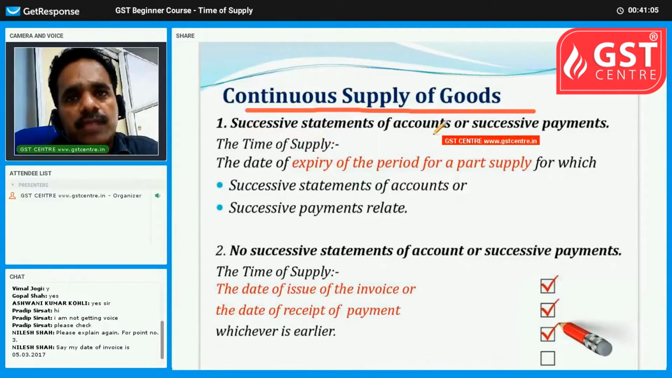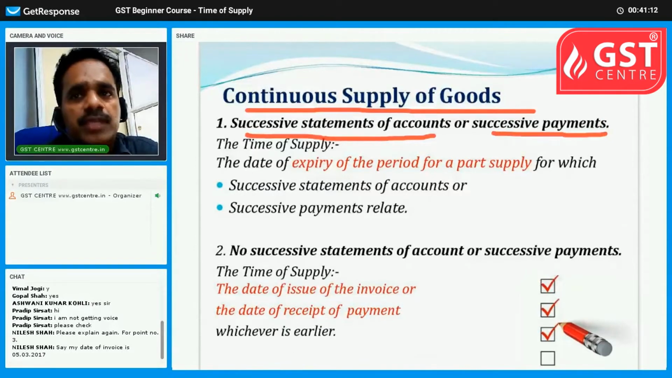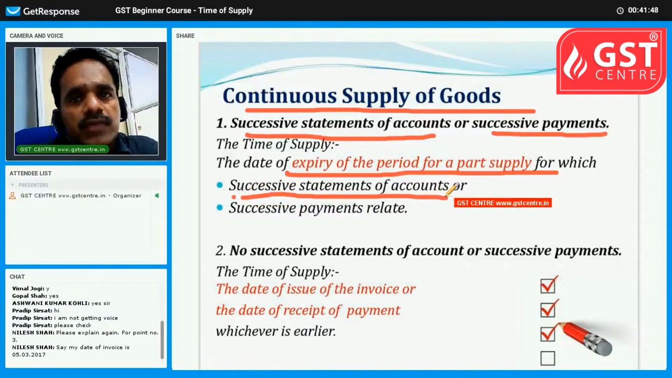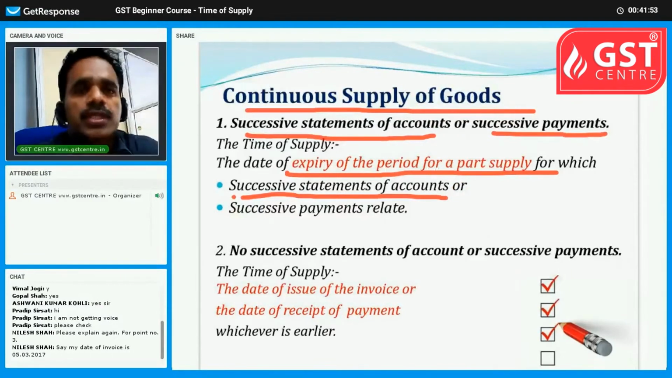In that case, successive statements of accounts or successive payments are involved. It means the supplier is issuing separate statements to the customer, or the customer is making various installment-wise payments to the supplier. In that case, expiry of the period for a part supply will determine the time of supply. Say the bulk quantity is 10,000 kilo, and 2,000 kilo is issued. Successive statements of accounts are issued by the supplier to the customer. In that case, the time of supply for 2,000 kilo will be the date on which it is delivered.